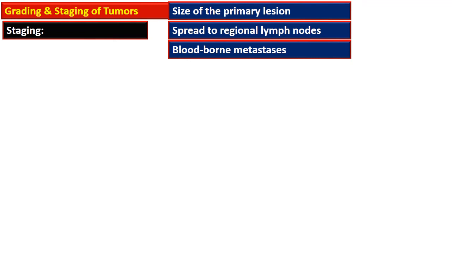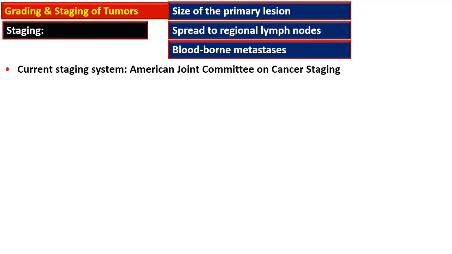The staging of the tumor describes many anatomic features of a tumor, such as size of the primary lesion, spread to the regional lymph node, and they also describe the presence or absence of blood-borne metastasis.